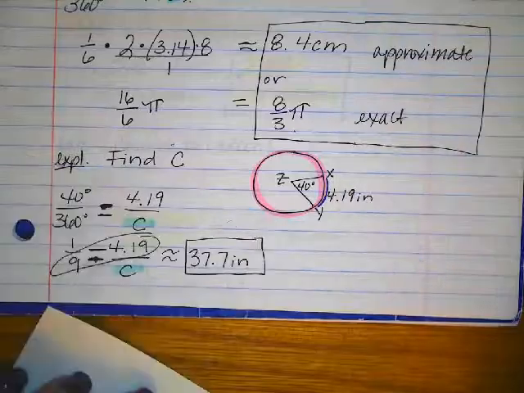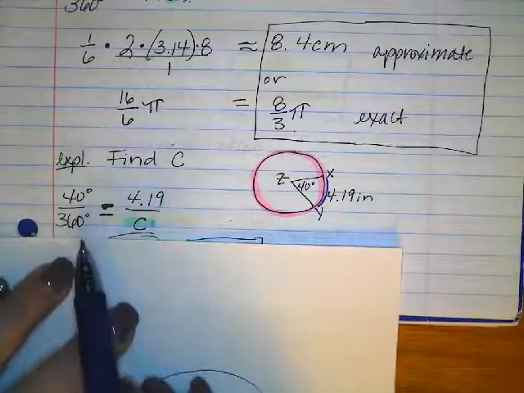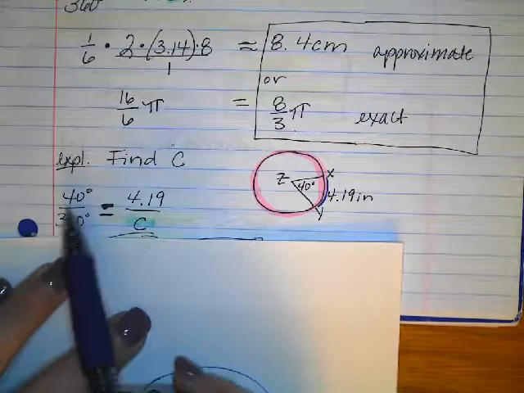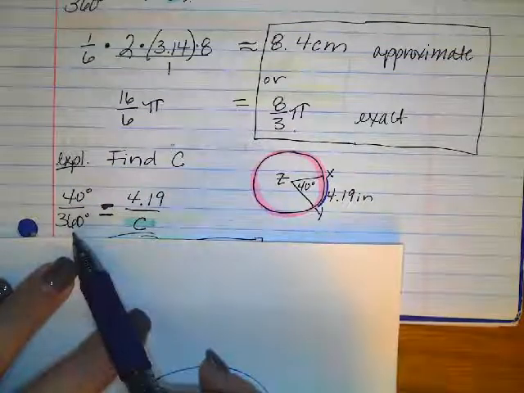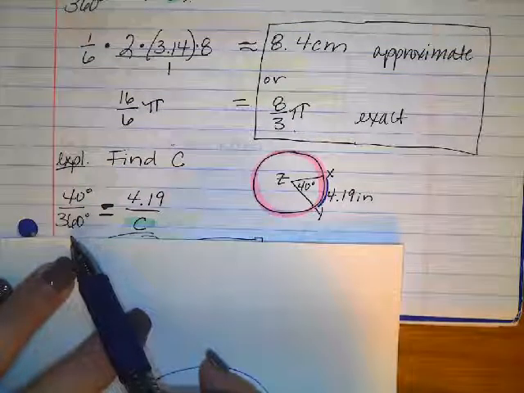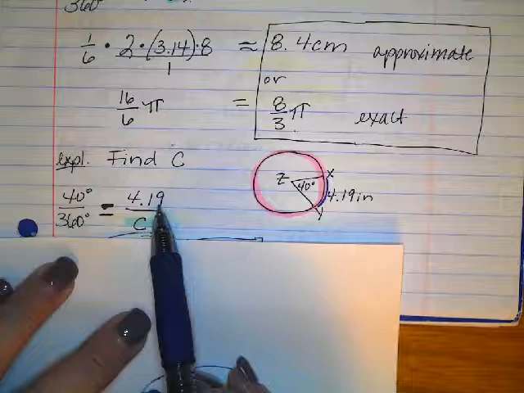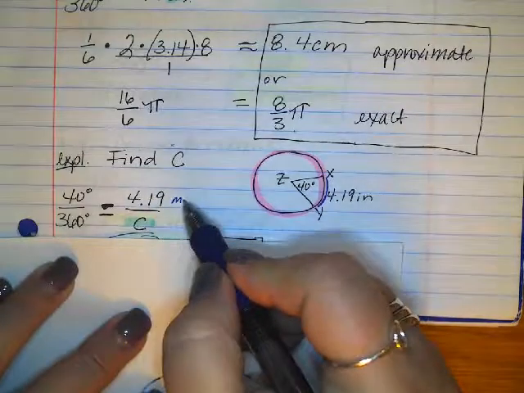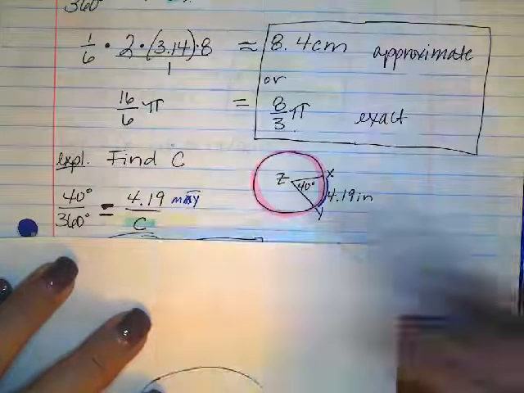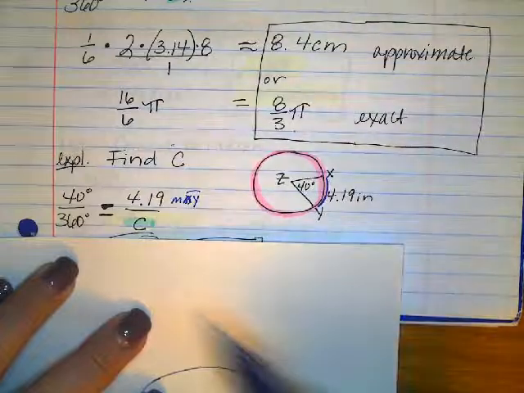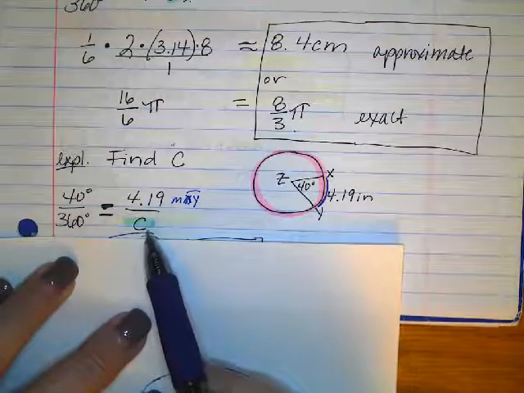Okay, so you can see that top ratio that we were using here, that comparison. So I have 40 degrees out of always 360 in a circle. 4.19 is the measure of the arc. This time it's XY, sorry. So we replaced that in. And so this time C is actually what we're looking for. We're looking for the whole thing.